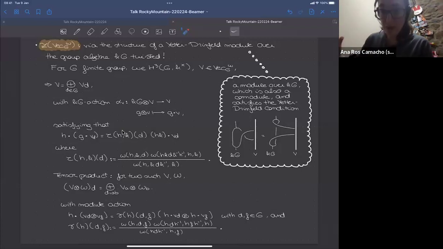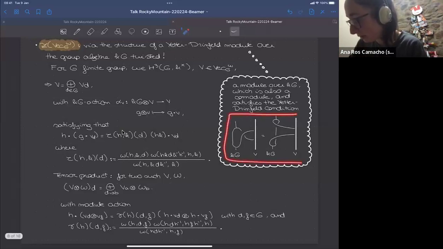So if you never saw a Yetter-Drinfeld module before, let me just tell you that this is actually a module over, in our case, a group algebra. It can be generalized to all kinds of algebras. A module over the group algebra. It is also a comodule over again the group algebra, and it satisfies the so-called Yetter-Drinfeld condition. It looks like this in graphical notation.